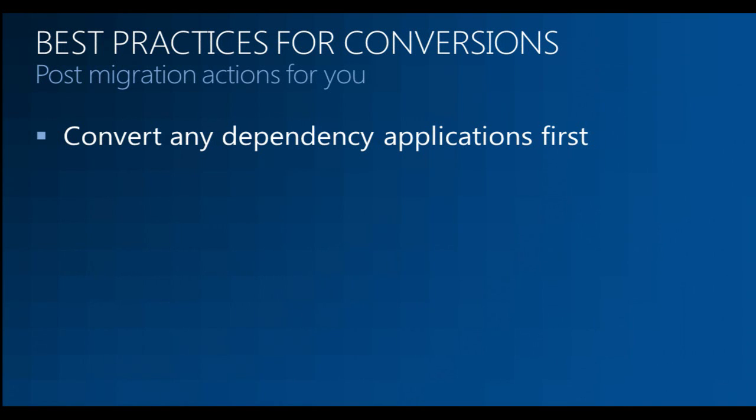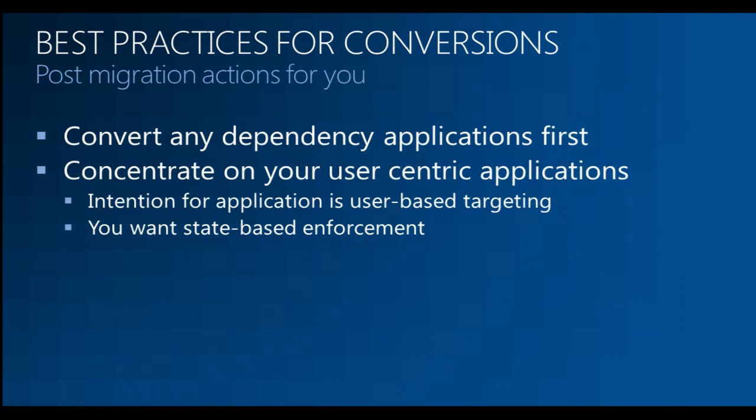So one of the benefits of the offline report is that you can build your strategy to get the most automatic. If you have a lot of packages that are dependent on other packages, then you want to go in order. So you want to do the dependency one first, and then your other ones will become automatic. And then the idea here is to concentrate on the user-centric ones, the applications that you want to target to users, that you want to give that sort of user-centric or people-centric experience to.